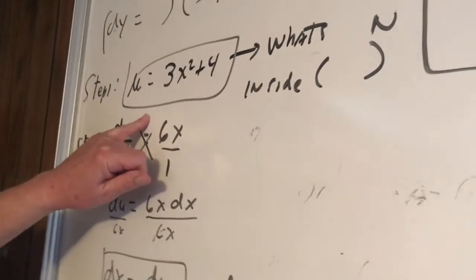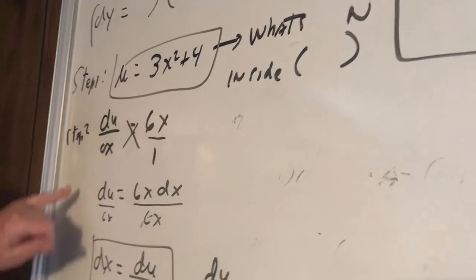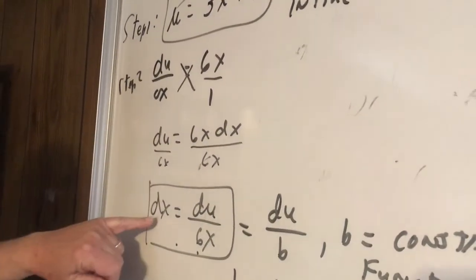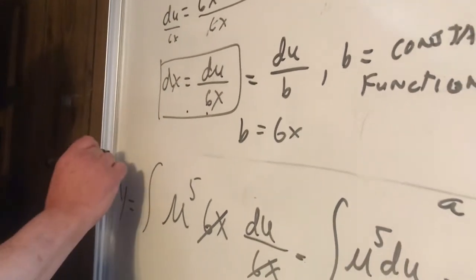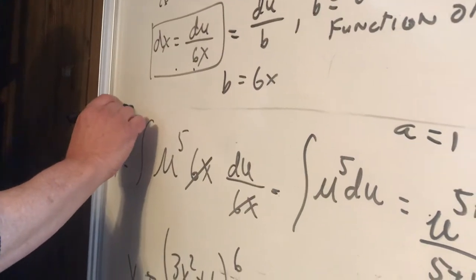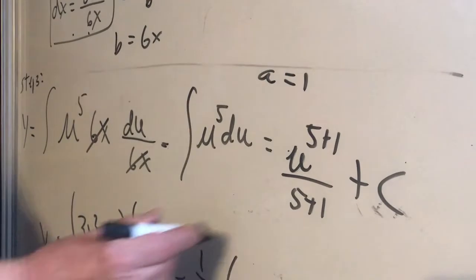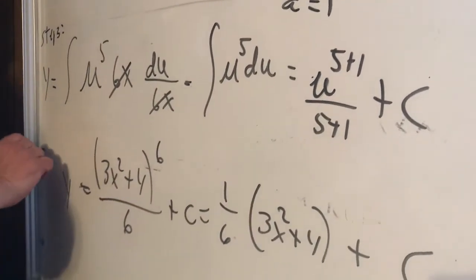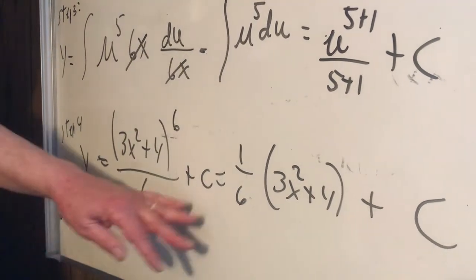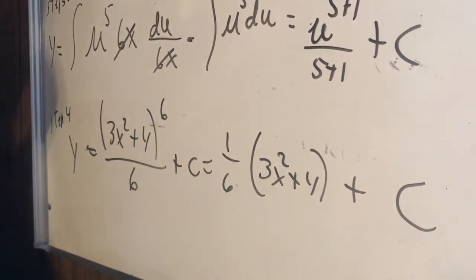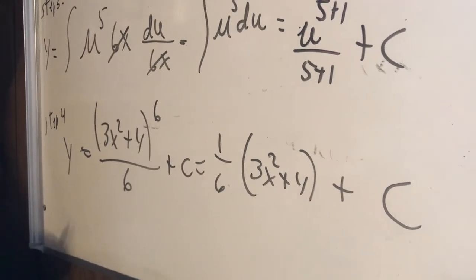So anyway, what were the steps? Step 1 was to let u equal 3x squared plus 4, usually what's inside the parentheses raised to a power. Step 2, take du dx, figure out what dx is. Step 3, substitute in the power rule. And step 4, solve it with a constant. And if you want to do it a different way, you can clean up things, add things, combine things, whichever way you want to do.